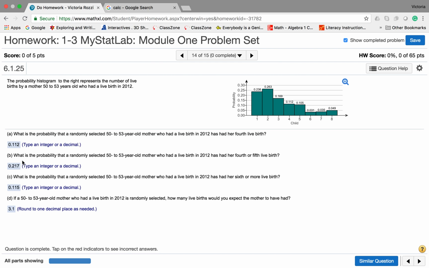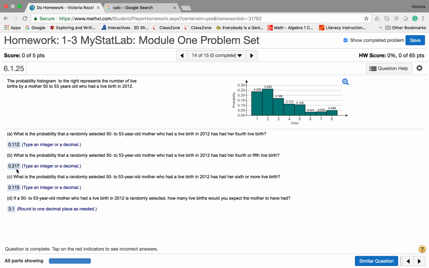Now in letter B, they want to know what the probability is that she had her fourth or fifth live birth. So because it's fourth or fifth, I'm going to take a look at the fourth, which is 0.112, the fifth, which is 0.105. I will add those probabilities together, and that will get me 0.217.